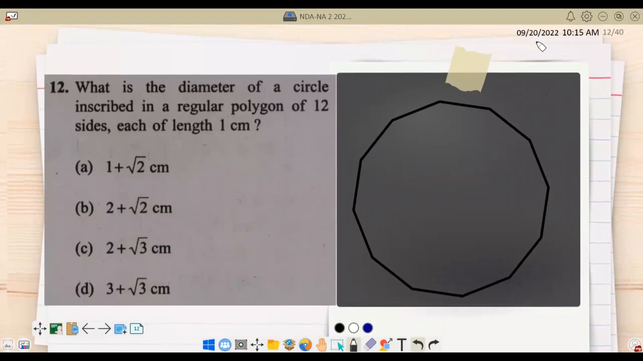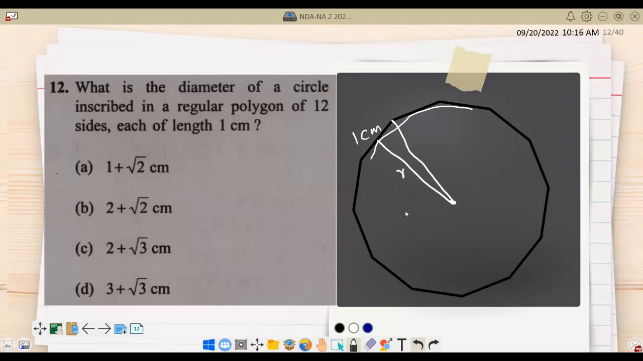Now we're going to see the 12th question. What is the diameter of a circle inscribed in a regular polygon of 12 sides, each of length 1 centimeter? So this is 1 centimeter. We have a 12-sided polygon. The inscribed circle will be like this. Instead of drawing the whole circle, you can have just the arc, which will give us the idea. From the midpoint of this side, draw a line segment joining the center. This center will also be the center of the circle and also the center of the polygon. Now I'll join the vertex to this center.